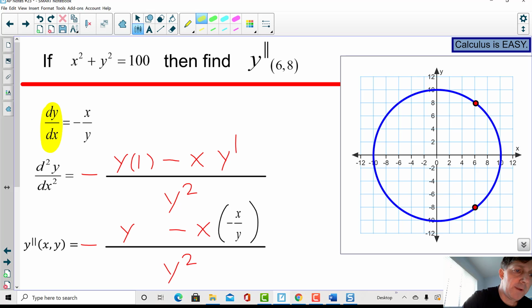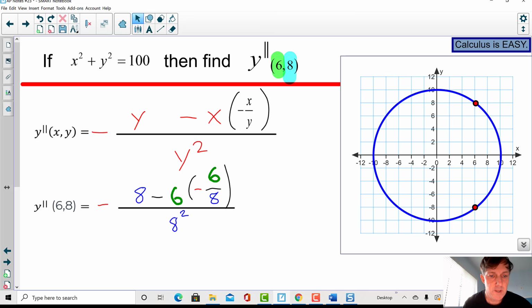Okay, after trading y prime for negative x over y, you can see it right here, I'm going to rewrite it as a second derivative like this. So this is the second derivative of x comma y because you can still see all the x's and all the y's. But now I'm going to plug in a 6 for the x and an 8 for the y. Okay, there we go. And remember, if this is a free response question, you're just going to want to stop right there and leave your answer.